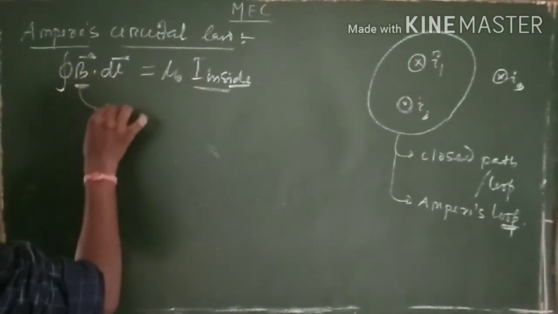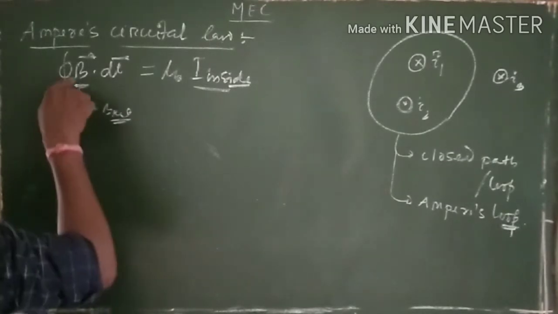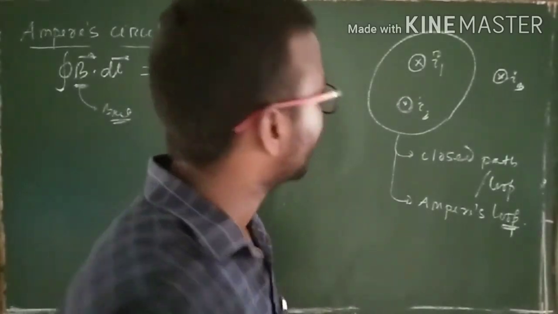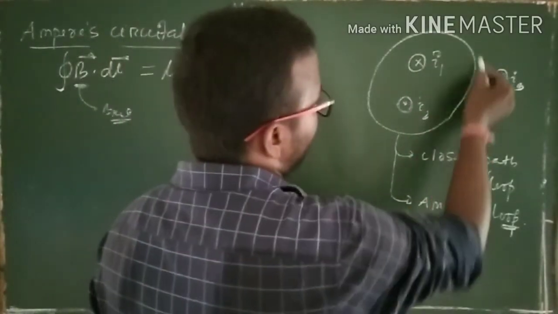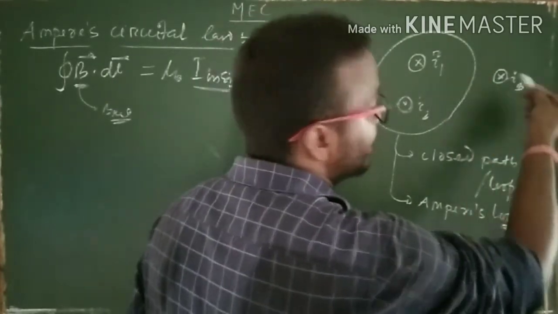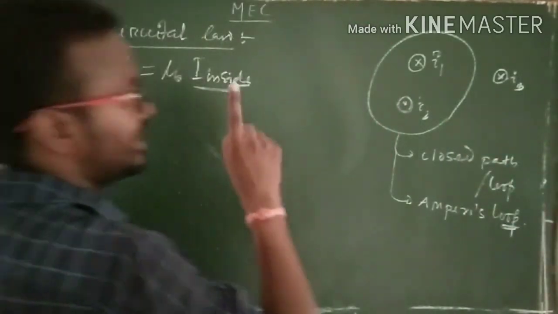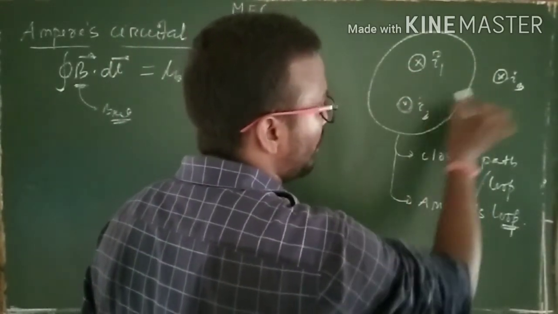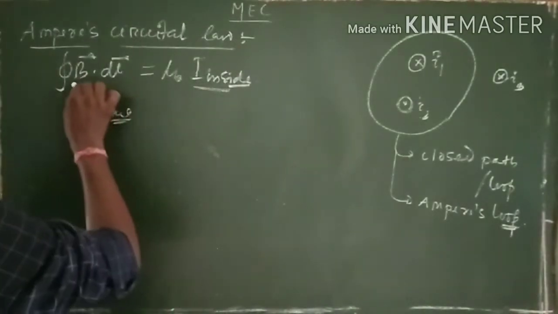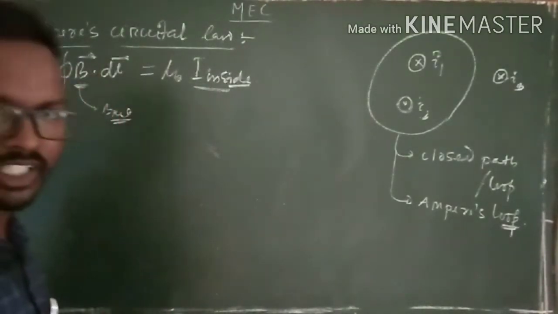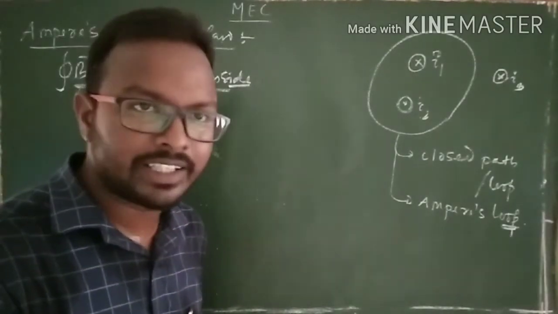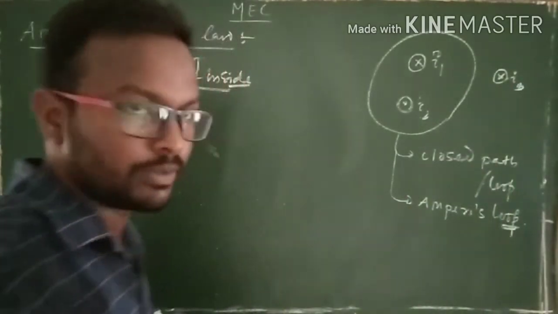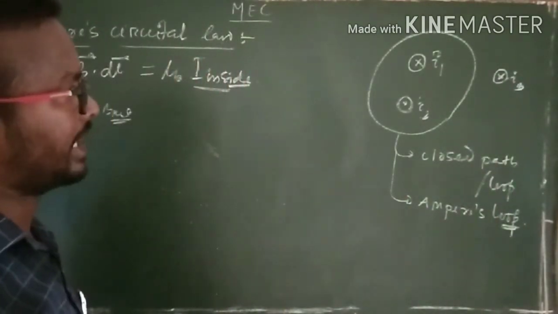B means B net. What is B net? B net is the net magnetic field. This B indicates the net magnetic field due to all the currents, that means within the closed loop and outside the closed loop. It includes the effect of I1, I2, I3 within the loop. Clear? So this is the total magnetic field due to the I1 current, I2 current, I3 current, that means the current within the loop and the current outside the loop. Clear? So this is the effect on the magnetic field.